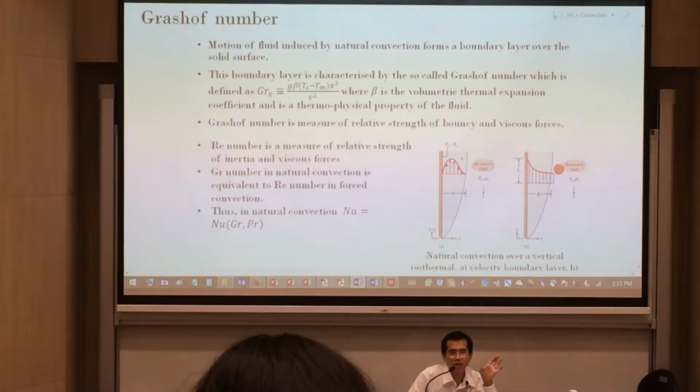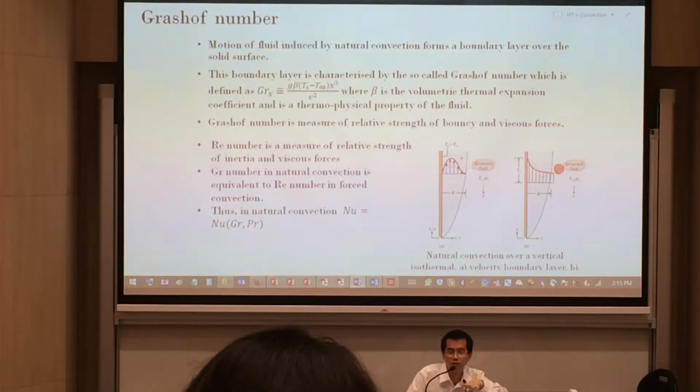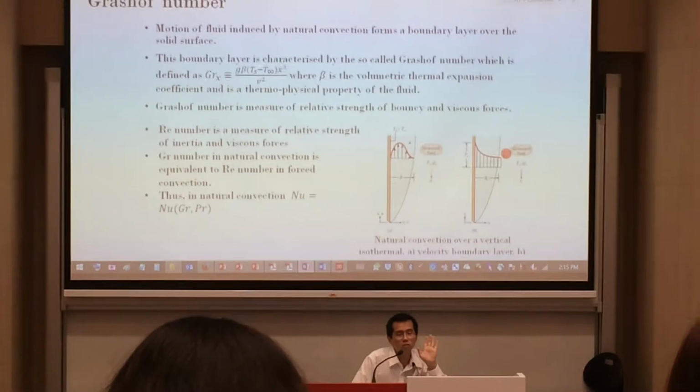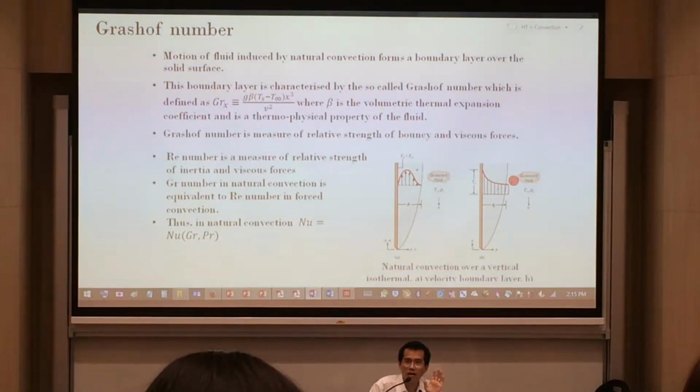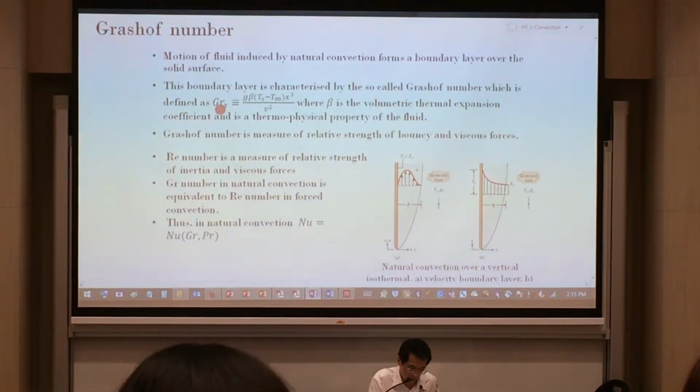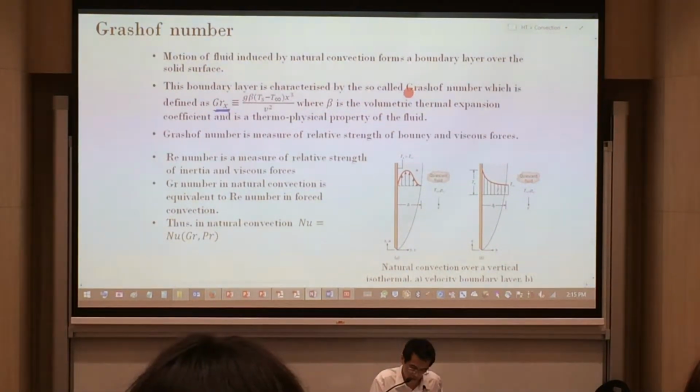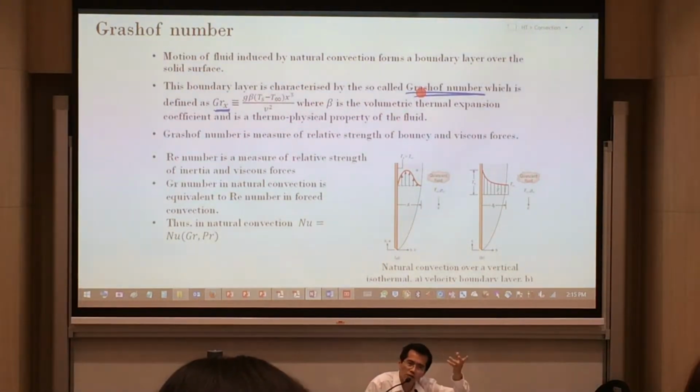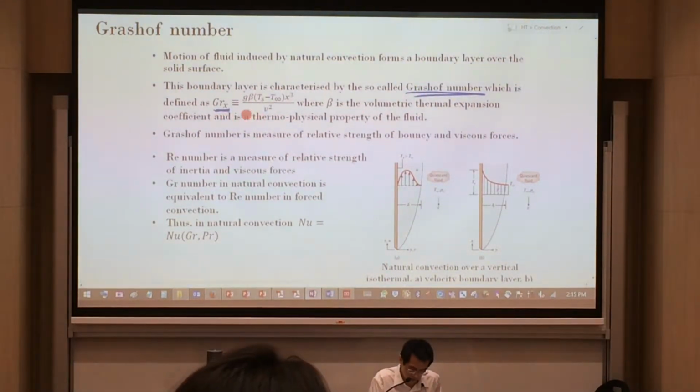Since in Reynolds number we could use that 5 times 10 to the power 5 to help us determine if we are in a laminar flow or a turbulent flow, in natural convection we also have such a parameter to help us decide. That parameter is called the Grashof number. Depending on its value, it will help us decide whether natural convection is laminar flow or turbulent flow. So that's the job of the Grashof number.